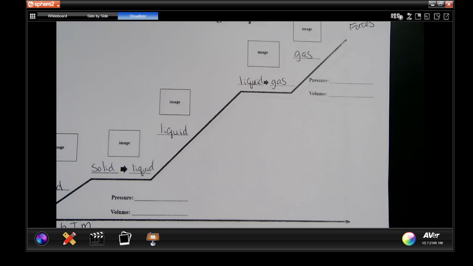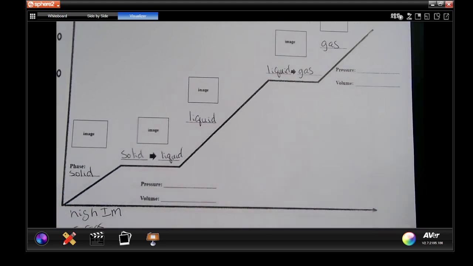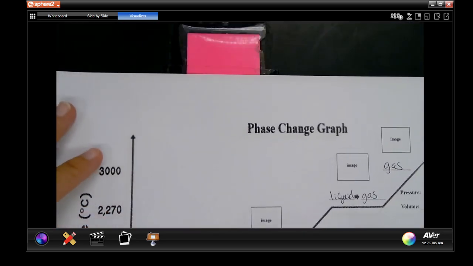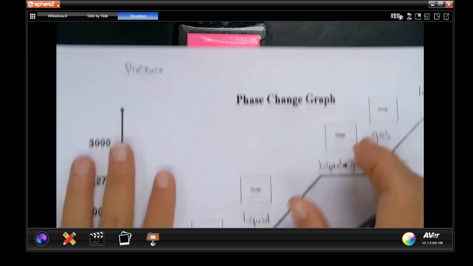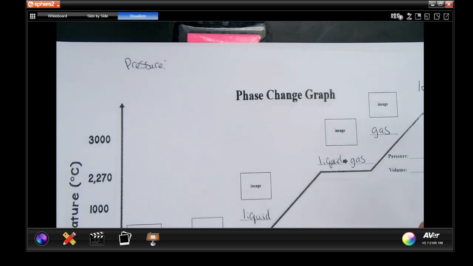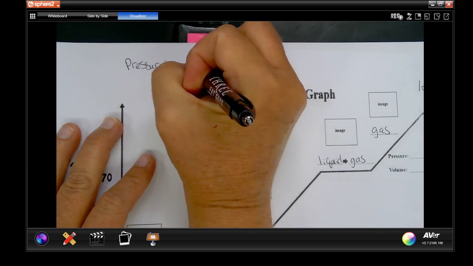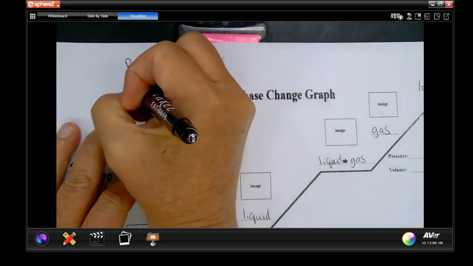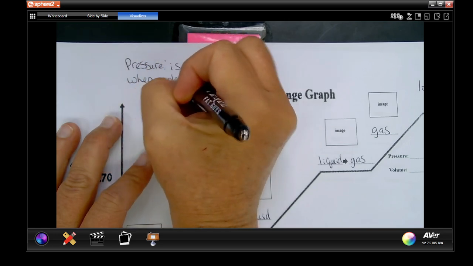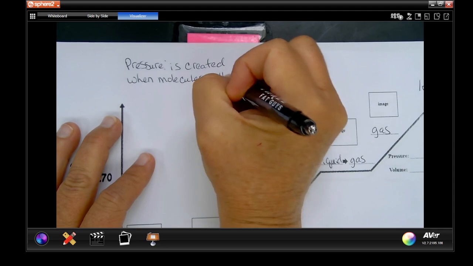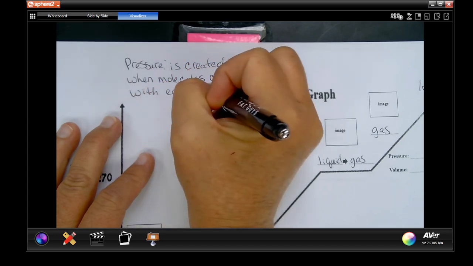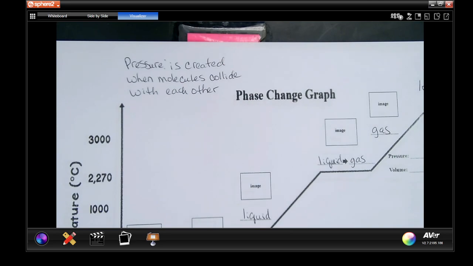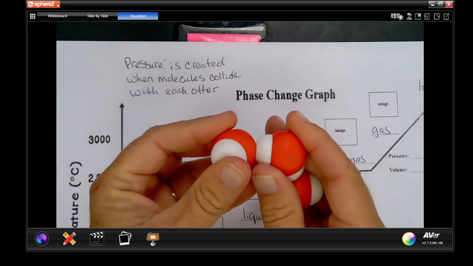Now, the other thing that starts happening is pressure and volume. We're going to write the definitions here for pressure and volume. I'm going to write them up here. Pressure is a new thing for you guys. And, of course, just to give you a hint, it's also on your vocabulary list. Okay, pressure is created when molecules collide with each other. So what happens is pressure is created when molecules actually run into each other.